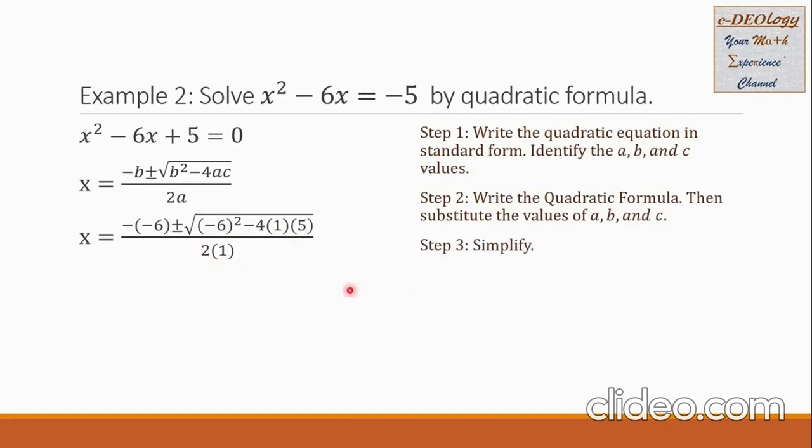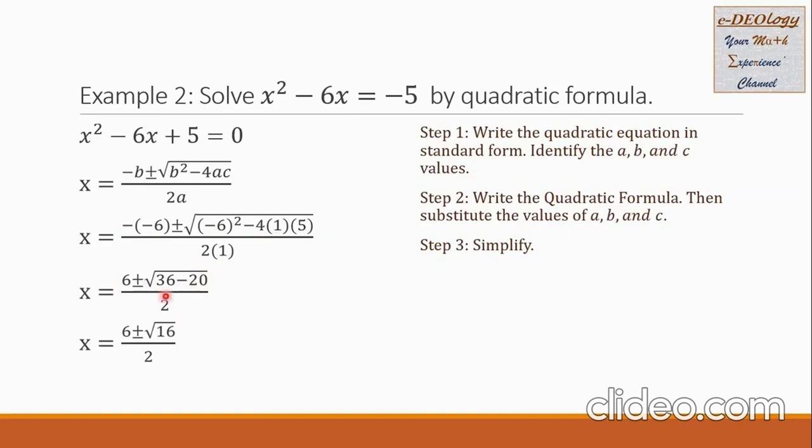Step 3, let us simplify. The negative of negative 6 is positive 6, plus or minus the square root of the square of negative 6 is positive 36, minus the product of negative 4 times 1 times 5 is negative 20, all over 2.